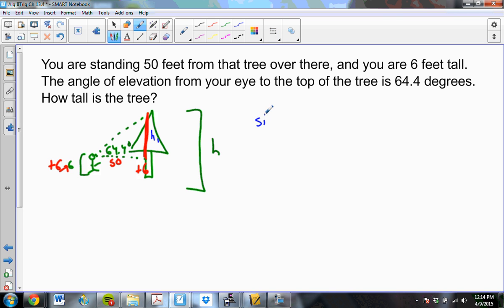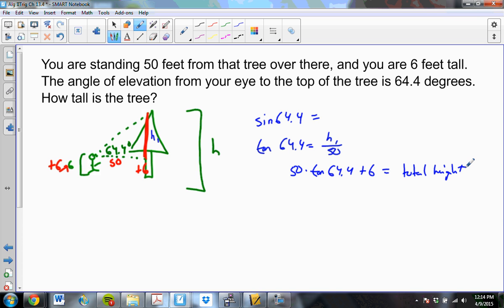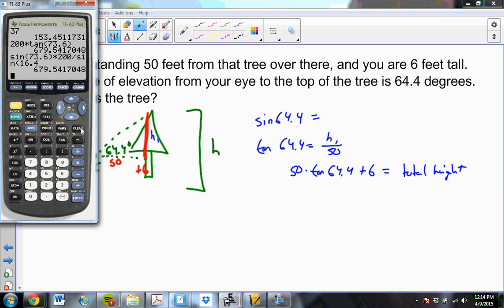Sine of 64.4 is equal to, I'm sorry, I want tangent actually, I'm doing opposite over adjacent. The tangent of 64.4 is opposite over adjacent. So I'm going to do 50 times the tangent of 64.4, and then add on that extra 6, and that equals my total height. 110.35.